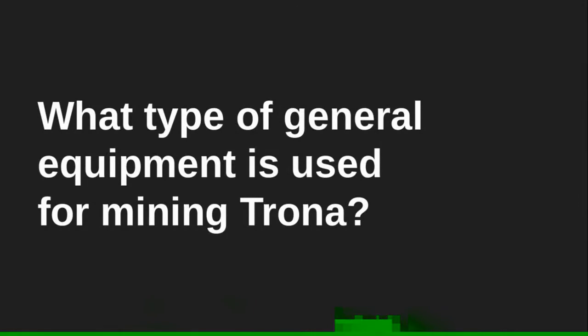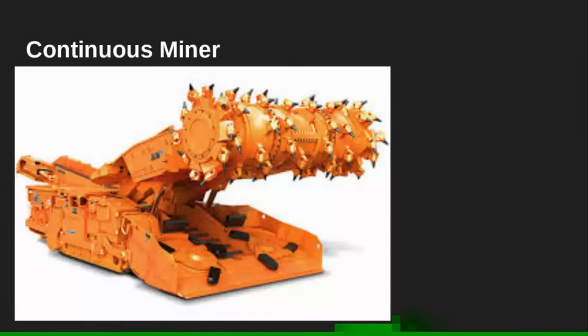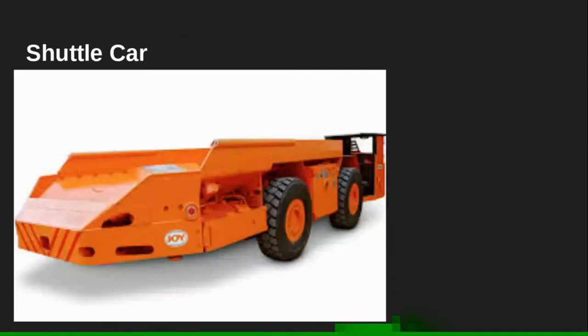Let's take a look at some of the equipment used to mine and process Trona. A continuous miner is a machine with a large rotating steel drum, equipped with tungsten carbide teeth that scrape Trona from the walls. A shuttle car transports mine materials from the area onto a conveyor belt or another mine car.